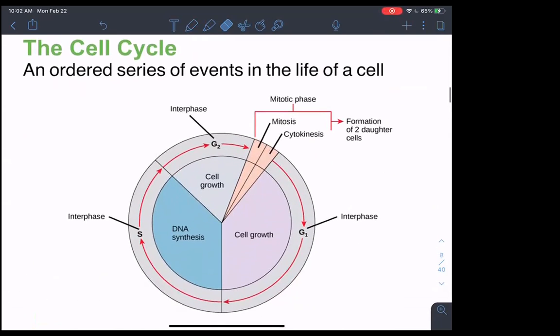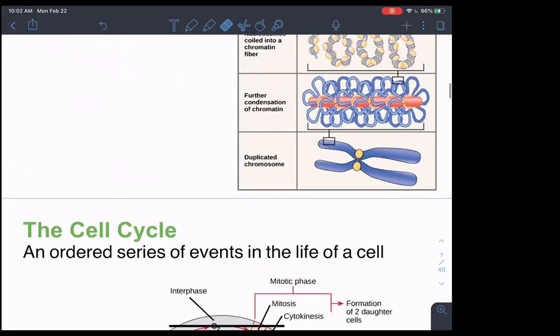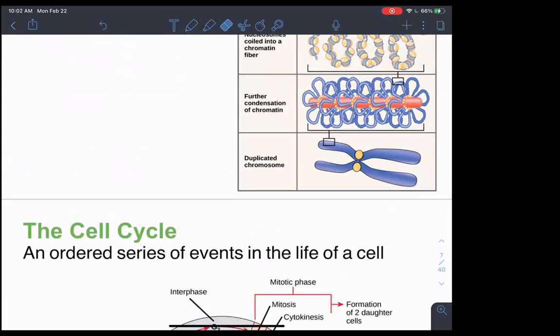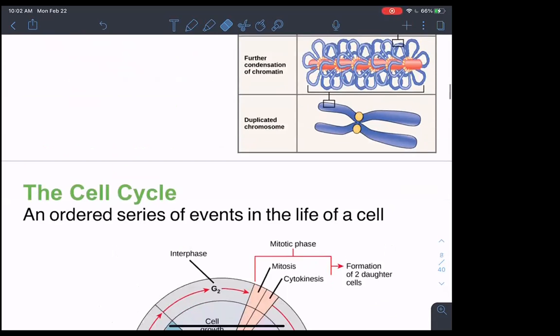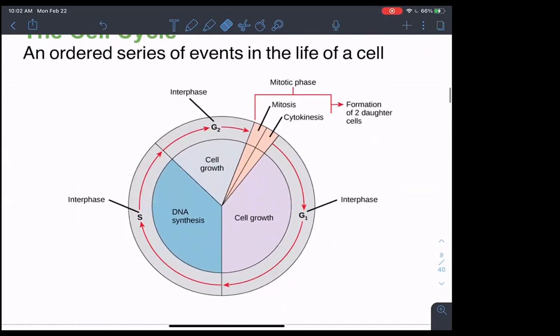And to be able to reproduce, the DNA has to become uncompressed so that it can be read and then transcribed into RNA, and then that RNA is translated into proteins, and those proteins become cells. The cell cycle is going to look at this process of actually creating additional daughter cells. So we're going to talk a little bit about that.